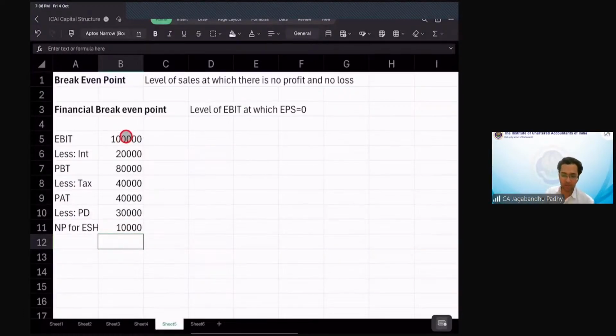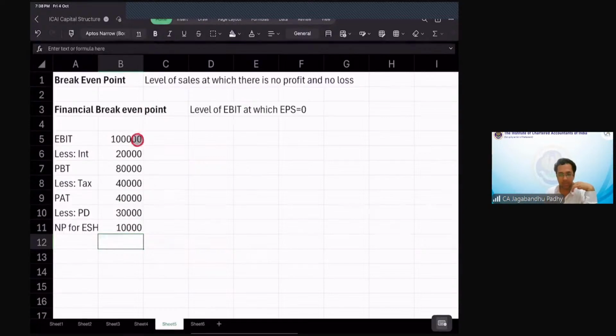So can I say that this EBIT is a financial break-even point? Is 1 lakh your financial break-even point over here? No, because we have a net profit as a positive figure, right? EBIT is 1 lakh, but the net profit for equity shareholders is 10,000. So this is not a financial break-even point. If I want to find the financial break-even point, I need to find that EBIT at which this net profit for equity shareholders will become 0.